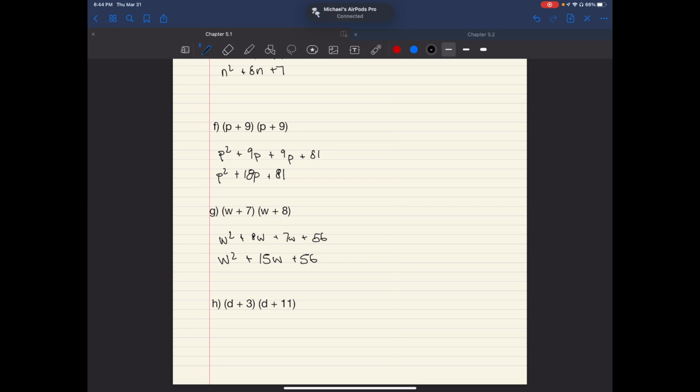Okay, and for the d's here, I'll draw the arrows in. d times d, d times 11, 3 times d, 3 times 11. So we get d squared plus 11d plus 3d plus 33. Combine like terms, d squared plus 14d plus 33.